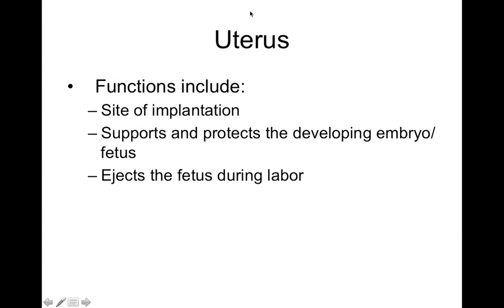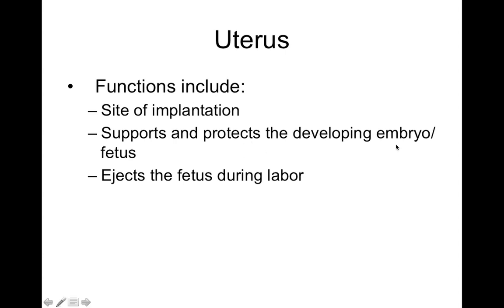Now, in terms of functions of the uterus, it's a site of implantation. It supports and protects the developing embryo and fetus, as well as helps to eject the fetus during labor. The site of implantation is the endometrium, where the fertilized egg can implant within that epithelial tissue inside the uterus. And then it's supported by the underlying connective tissue, which has a lot of blood vessels that can help nourish that fertilized egg.